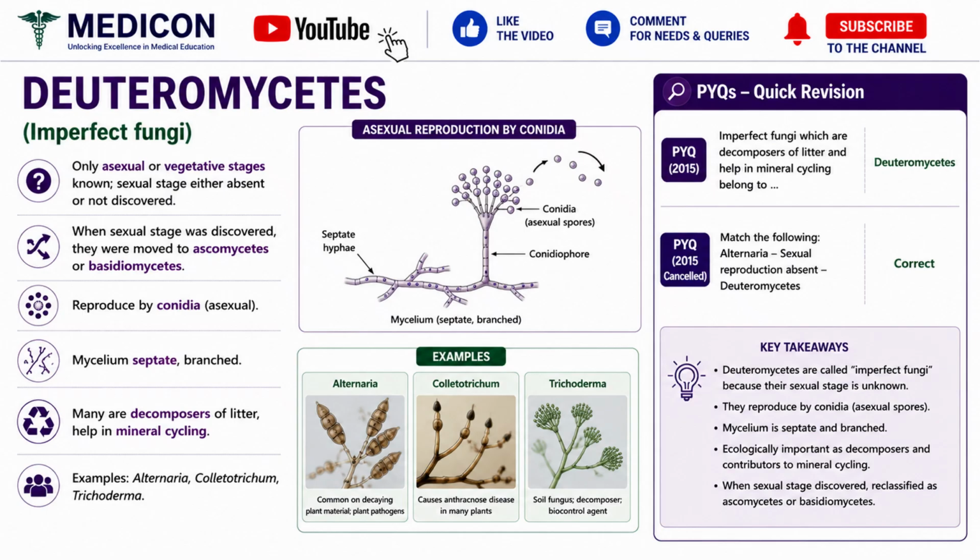You can see here in the previous questions what type of questions have been asked from Deuteromycetes. The key takeaways are: Deuteromycetes are called imperfect fungi because their sexual stage is unknown. They reproduce by conidia, which are asexual spores. The mycelium is septate and branched. They are ecologically important as decomposers and contributors to mineral cycling. When the sexual stage is discovered, they are reclassified as Ascomycetes or Basidiomycetes. Examples are Alternaria, Colletotrichum, and Trichoderma.